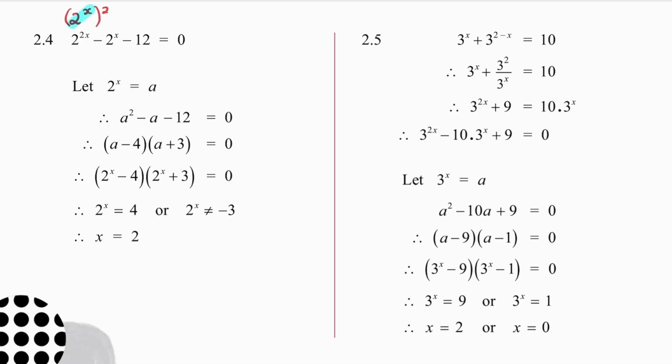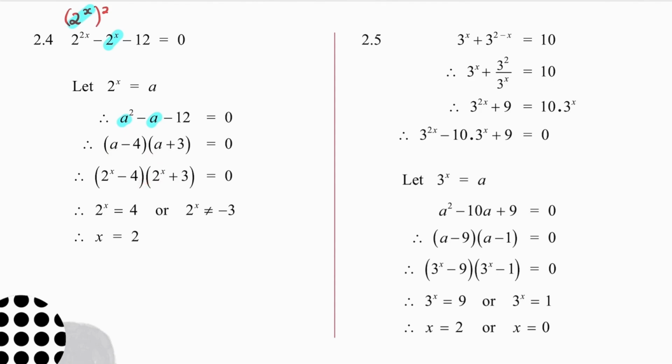So there's a 2 to the x, there's a 2 to the x. So in place of them both, I put a. There's a much simpler trinomial to factorize, which I do. And then what I do is I then replace the a's back with the 2 to the x's.